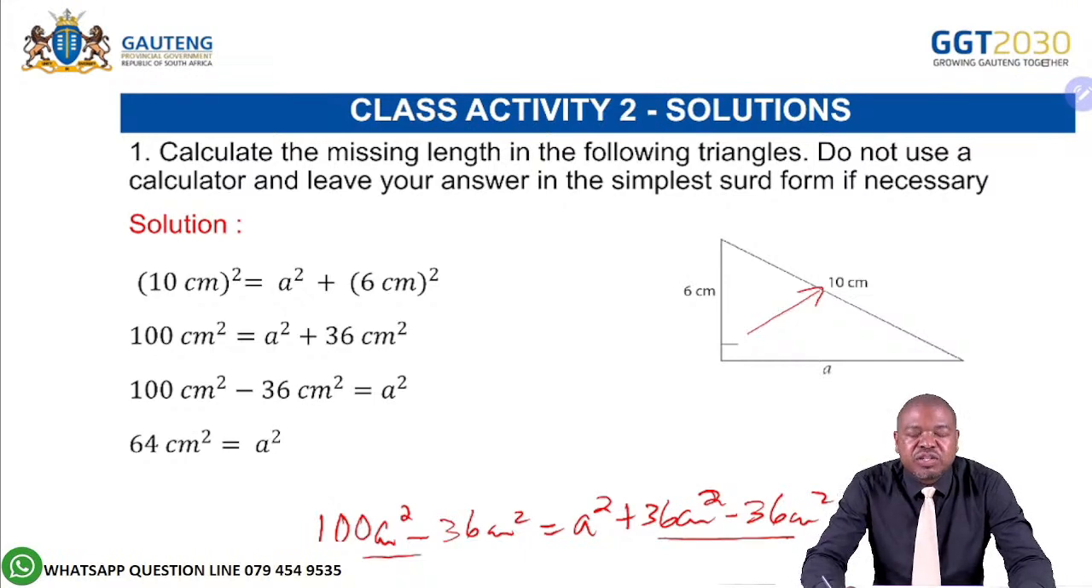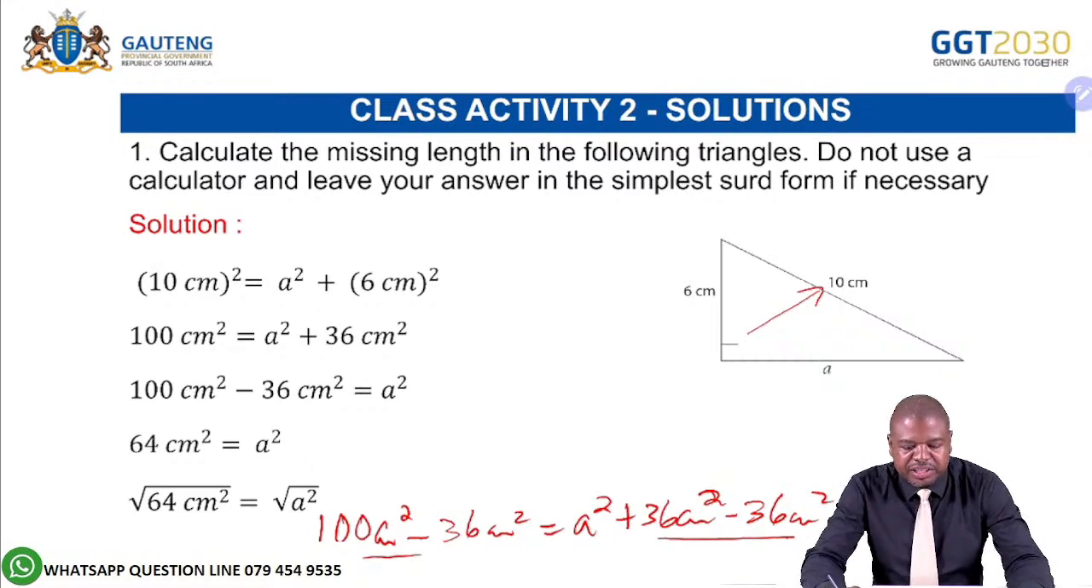Then we find the square root of both sides, which will give us the value of A. The square root of A squared is A, and the square root of 64 centimeters squared is what? It is 8. Therefore, our A will be equal to 8 centimeters.